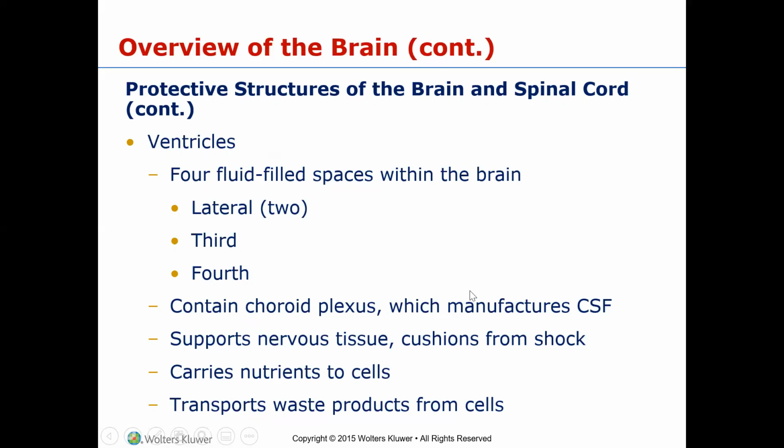All of this is housing the cerebral spinal fluid, and where it's being produced is in this venous area of having veins, and it's called the choroid plexus. So that manufactures the cerebral spinal fluid. Again, it's supporting the brain, and it cushions it from shock. It also carries some nutrients to the cells, and it transports any waste away from the brain cells.